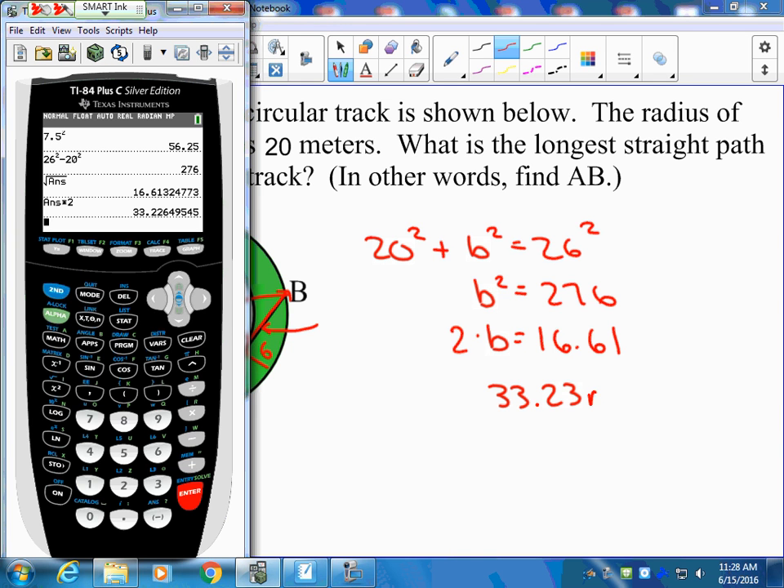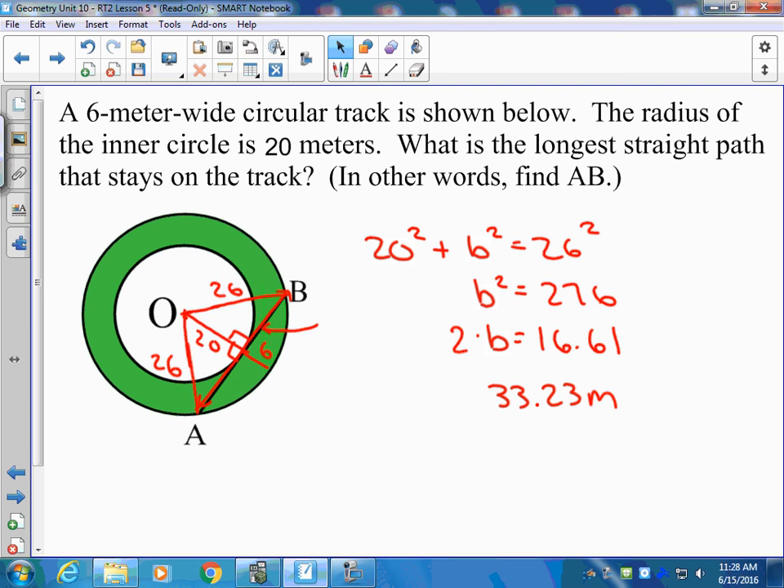And this would be in meters for our unit. Okay, so definitely a tough one there. You have to think about what type of triangle you can build. Where is the right angle? Okay, we couldn't assume a right angle up here, so we had to look for a right angle down below.